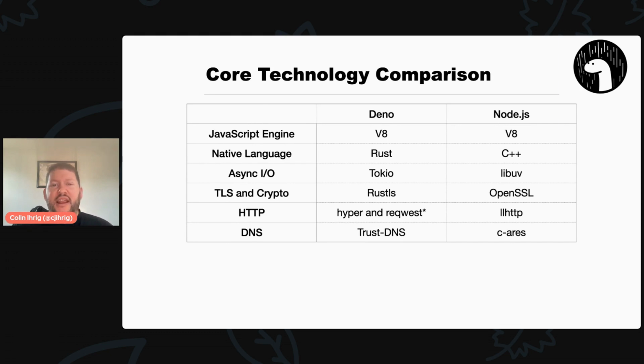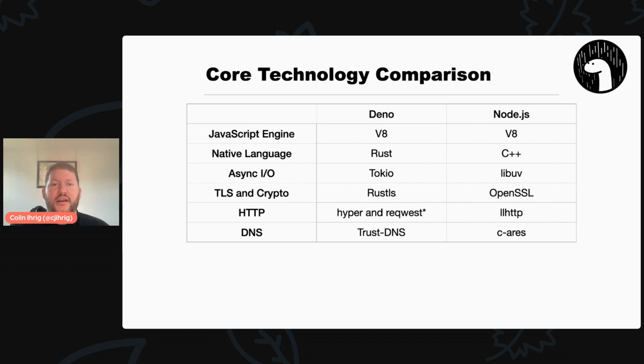So at the native layer, Deno uses Rust, while Node.js is C++. And then V8 itself is a C++ project, so I'll explain in a bit how Deno is able to be written in Rust while still wrapping V8. For asynchronous I/O, Deno uses a Rust project called Tokio, where Node.js uses a library called libuv. Then for TLS and crypto, Deno uses Rustls, while Node.js uses the OpenSSL project.